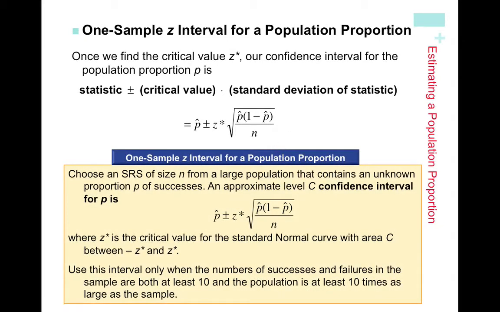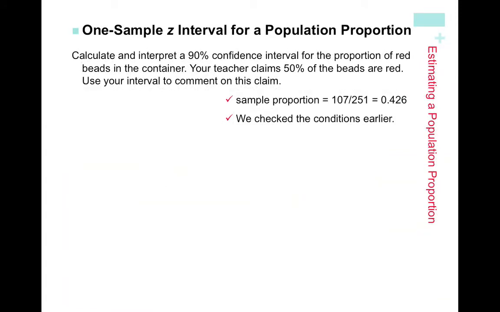This is true as long as you check that n times p hat is greater than or equal to 10, and n times 1 minus p hat is greater than or equal to 10. You also have to check the random condition and the normal condition, the independent condition.